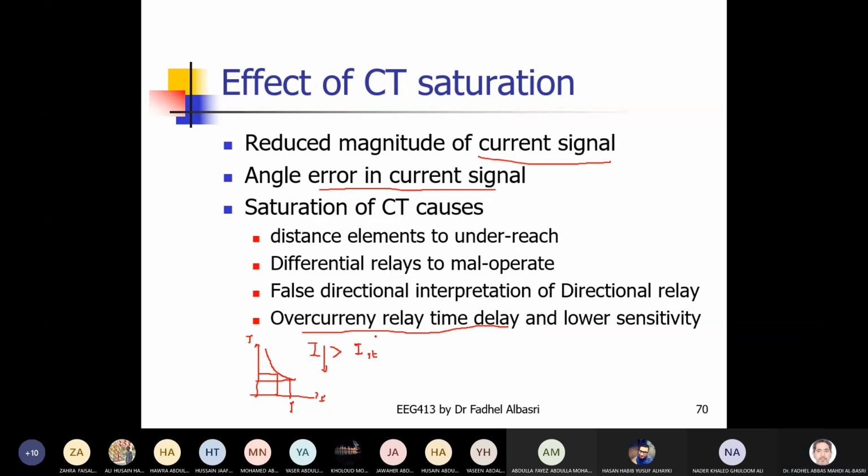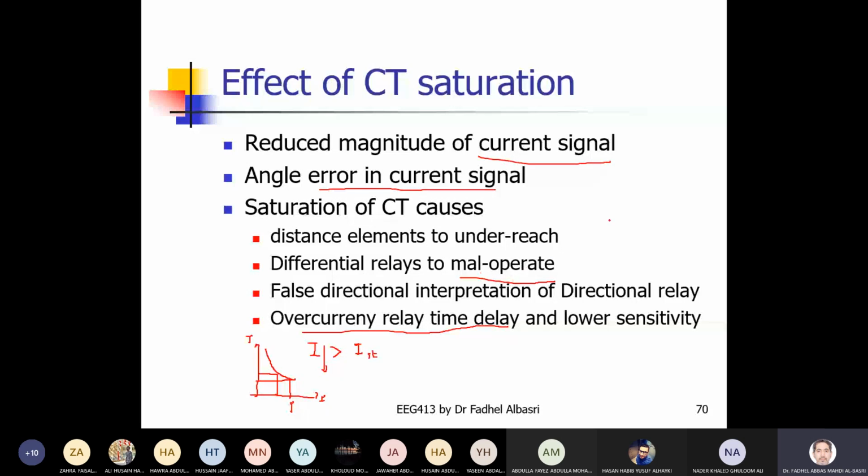Okay. So it will affect the relay operation, in this case. And also it will lead differential relays to maloperate. Differential, inshallah, there is one chapter on differential relay.